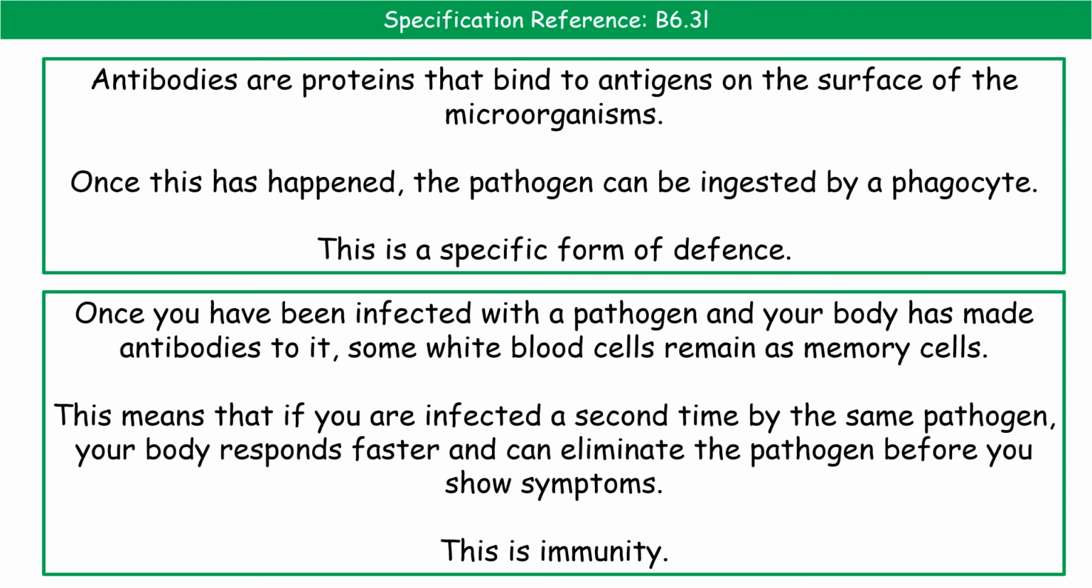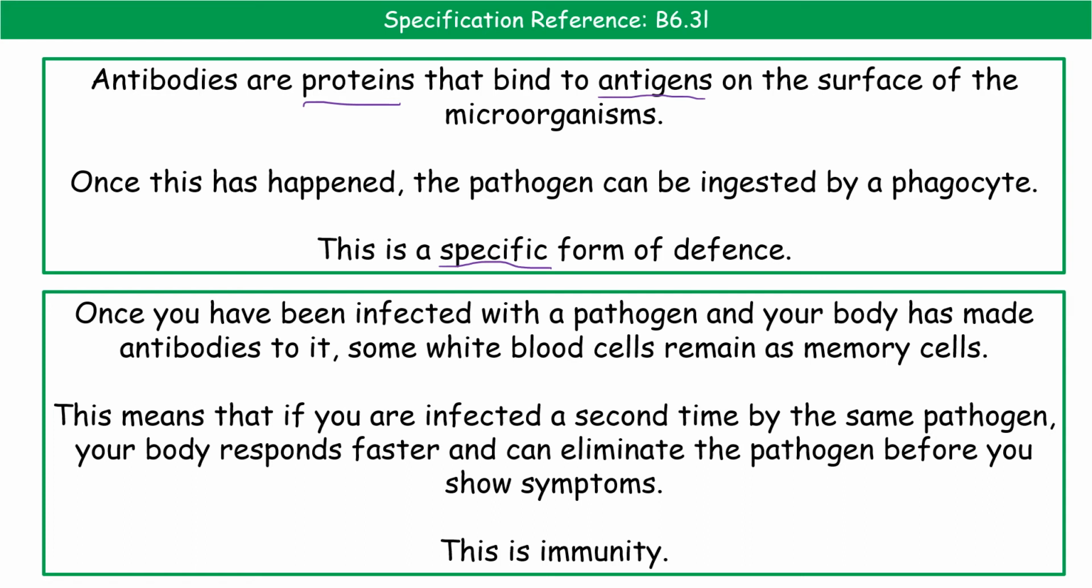As far as antibodies go then, they are protein molecules and they bind to those antigens on the surface of the microorganism. At the point that that's occurred, the pathogen can be ingested by the phagocyte. So because we're recognizing specific antigens on the surface, this is a specific form of defense. So unlike things like the skin, which are just generic, this is targeting a very specific protein spike, the antigen, on the surface of a pathogen.